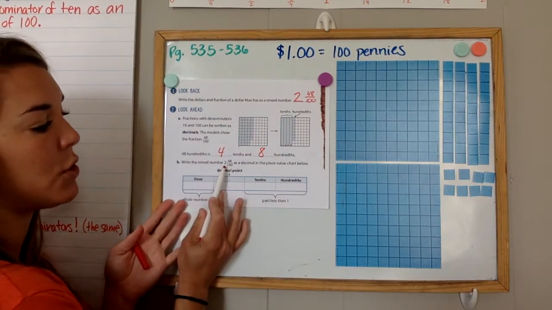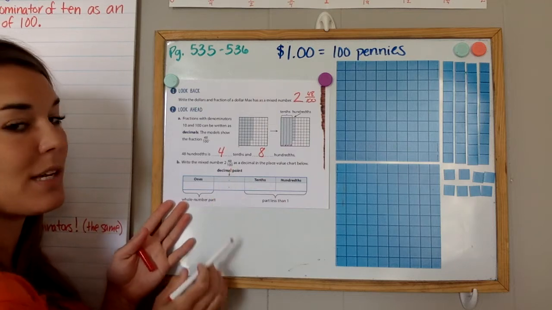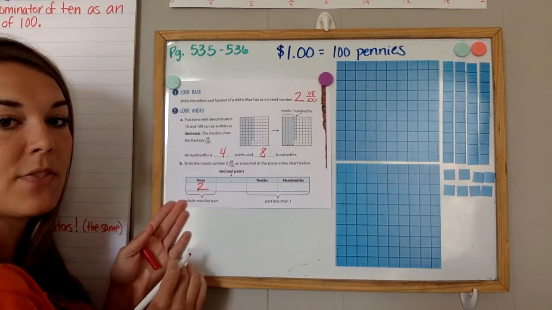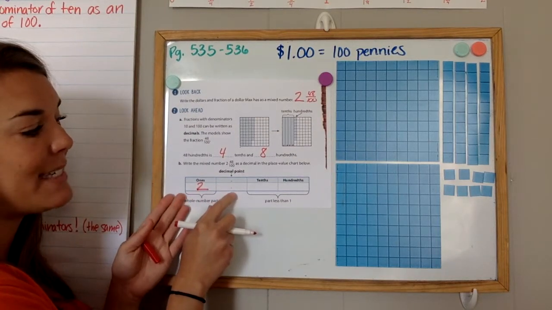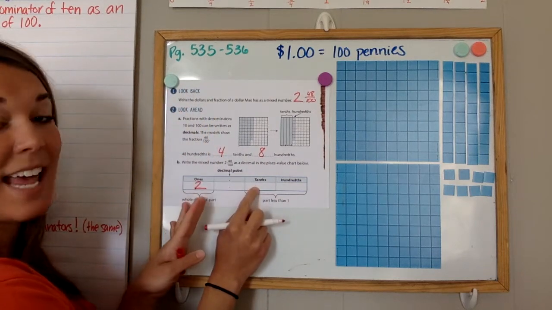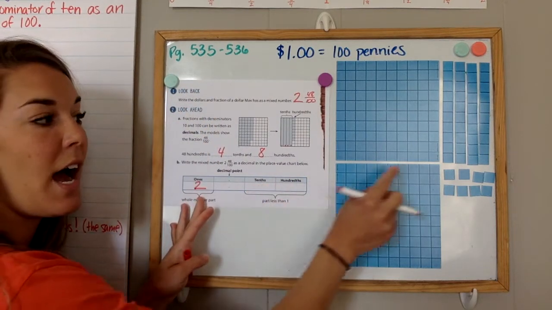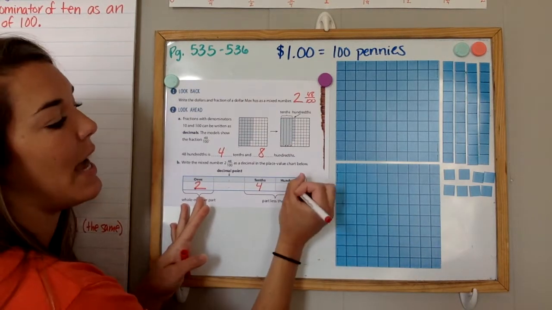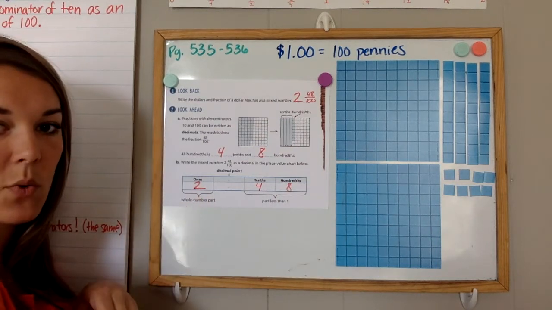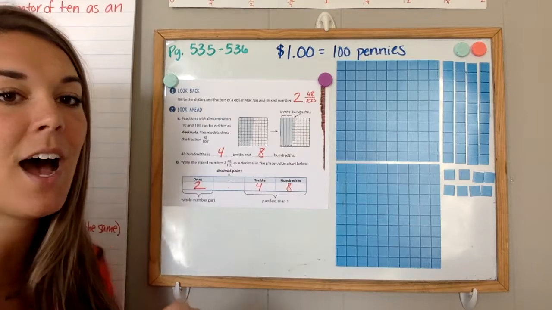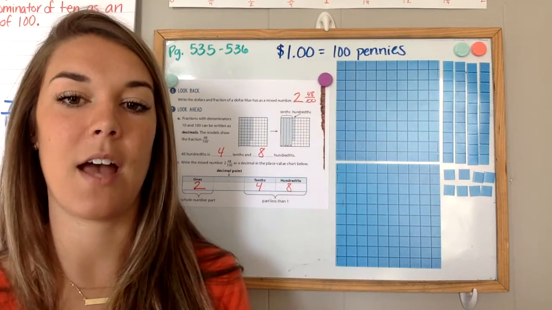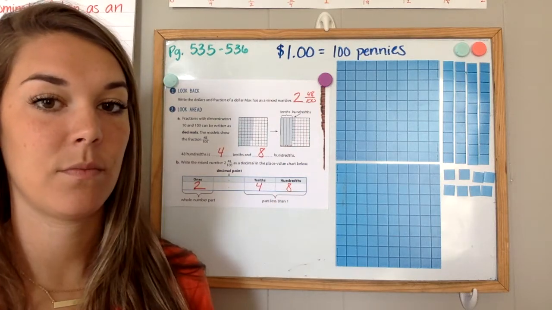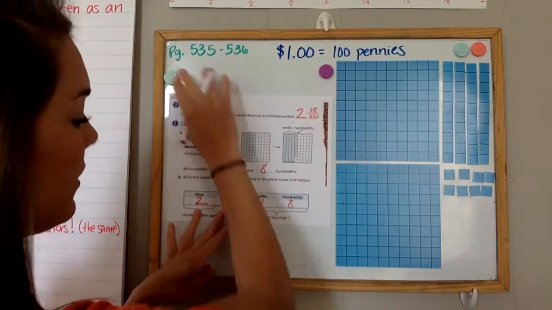It says to write the mixed number 2 and 48 hundredths as a decimal in the place value chart. So in my ones place, I have 2 ones, right? That's my whole. This is my decimal point. Then how many tenths did I have? I have 4 tenths. And how many hundredths? I have 8 hundredths, okay? This is the part that cannot be a whole number yet, okay? This is part of the whole, just like a fraction, all right? Let's look at the next part.